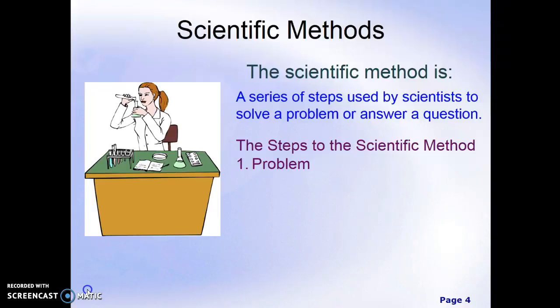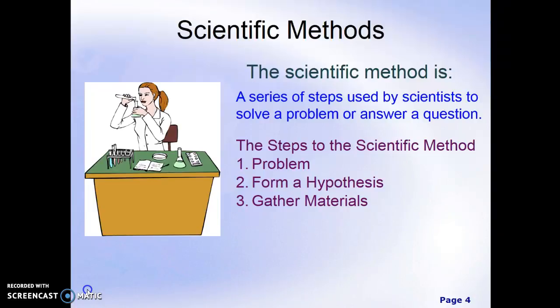First, we're going to find a problem, okay? So you're going to develop or find problems in the world. And from those problems, we're going to form a hypothesis. And a hypothesis is nothing more than an educated guess. And the key word to that is educated guess, because it has to be something that we can test.